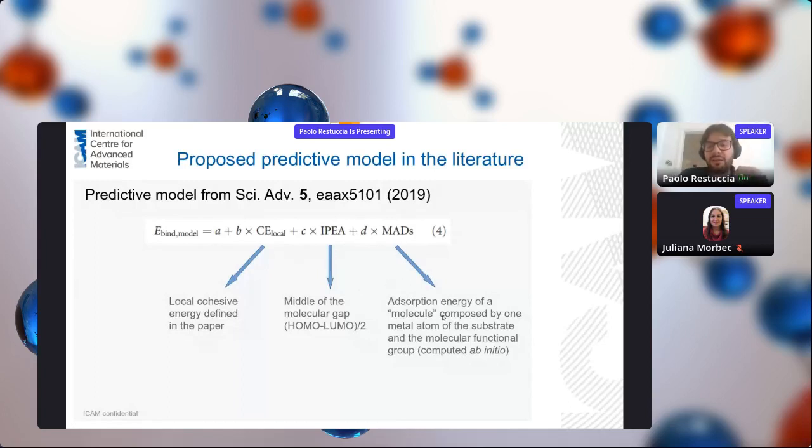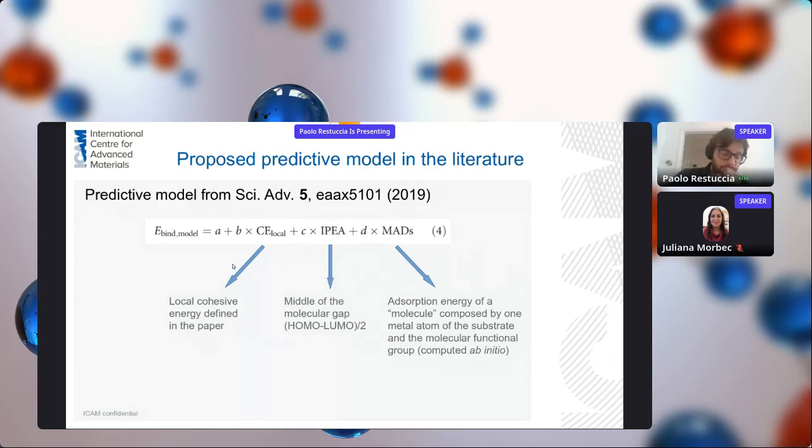And finally, they computed this MAds term, which is a kind of adsorption energy of a molecule composed of just a single metal atom of the substrate considered for the adsorption process, and the molecular functional group that is attached on the substrate. And this is computed by ab initio calculation.